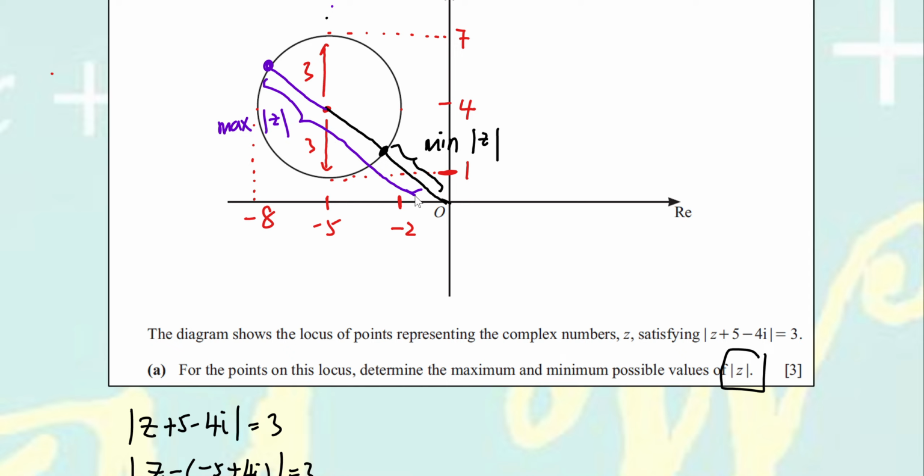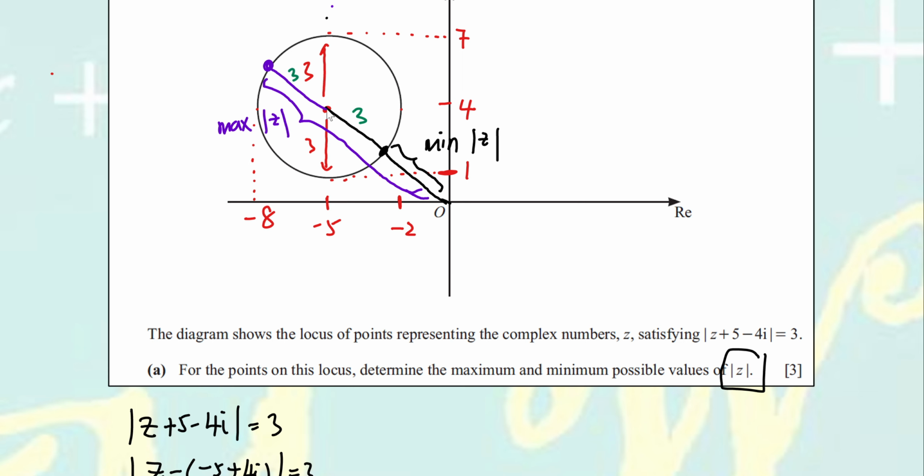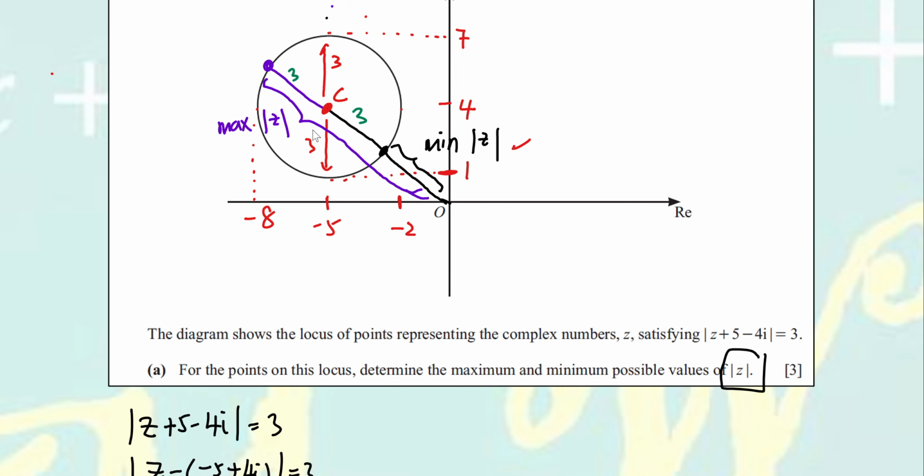Right? So just calculate up to the origin. What we need to do now is, we know that this is radius 3. Here is also 3 from the center. This is the center. Then I need to find out, let's say my center is C, what is my OC. Then OC minus the radius 3 will be my minimum modulus z. If I use OC plus 3, which is this green color, then it will be the maximum modulus. Okay, so to find out the OC, very simple.